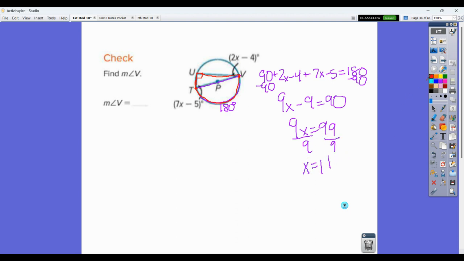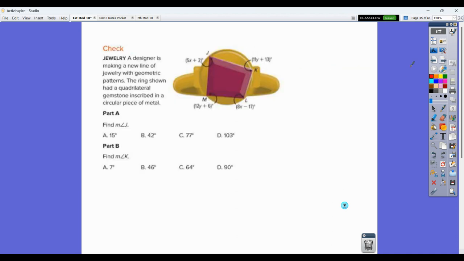I want to solve for angle V, so I'm going to put my 11 in for my x that's up here. 2 times 11 is 22. Minus 4 is going to give me 18 in this one. And so that's what we're going to get there.